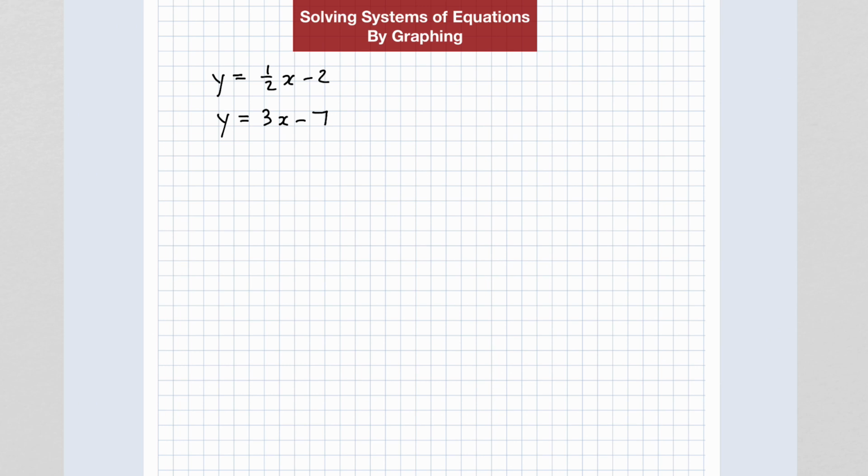Here we have two equations: y equals 1/2 x minus 2. And the second equation is y equals 3x minus 7. And the goal here is to figure out what x and y are that satisfy both equations. And to do this, we're going to graph the equation of both lines and see what our answer is.